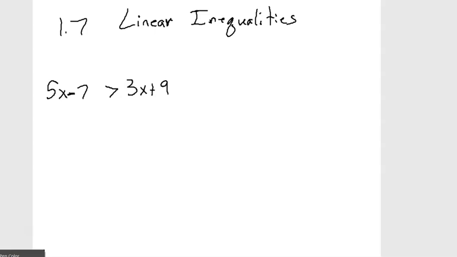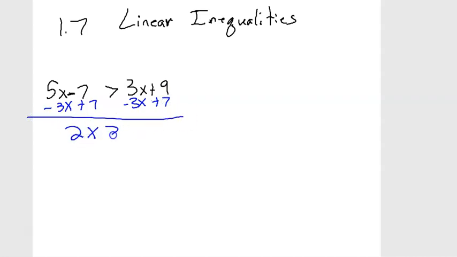This is 1.7 linear inequalities. So we're going to solve and graph each of these linear inequalities. Some of these you should be familiar with how to solve. So we're going to minus 3x from both sides, and then add 7. So we're going to get 2x is greater than 16, which means x is greater than 8.